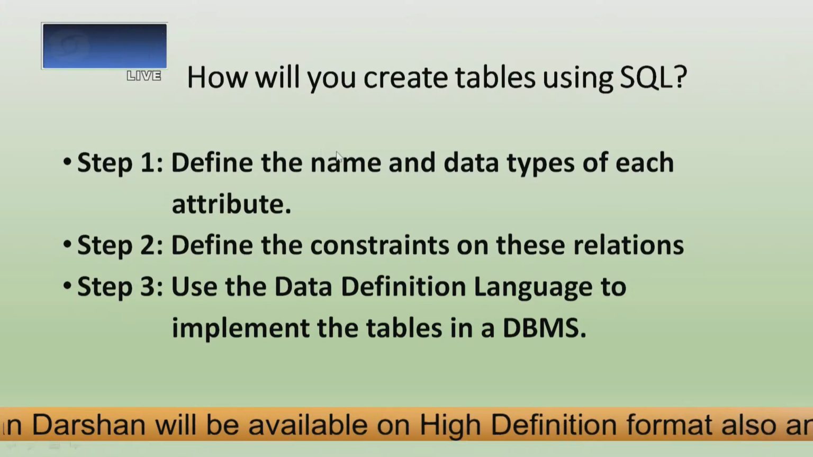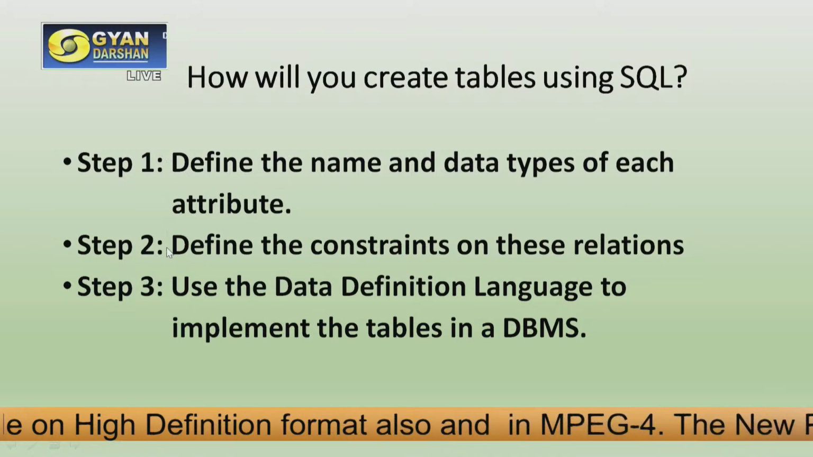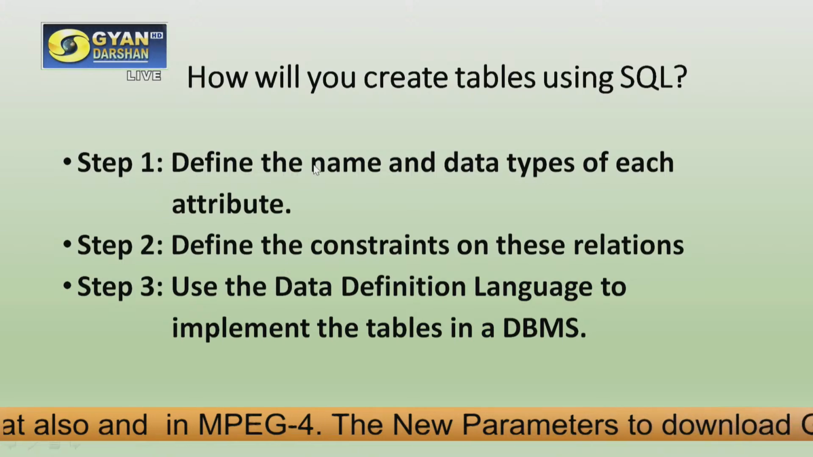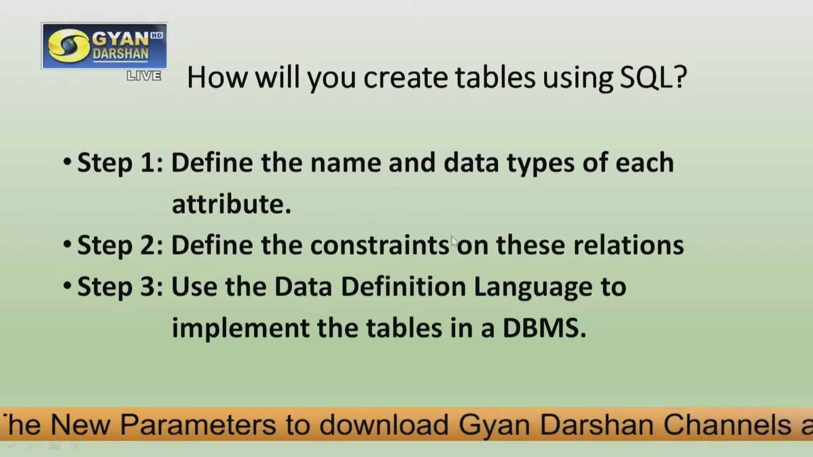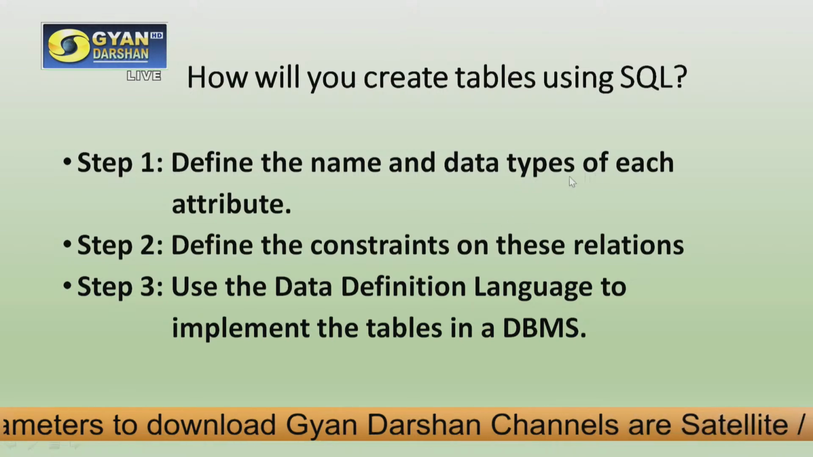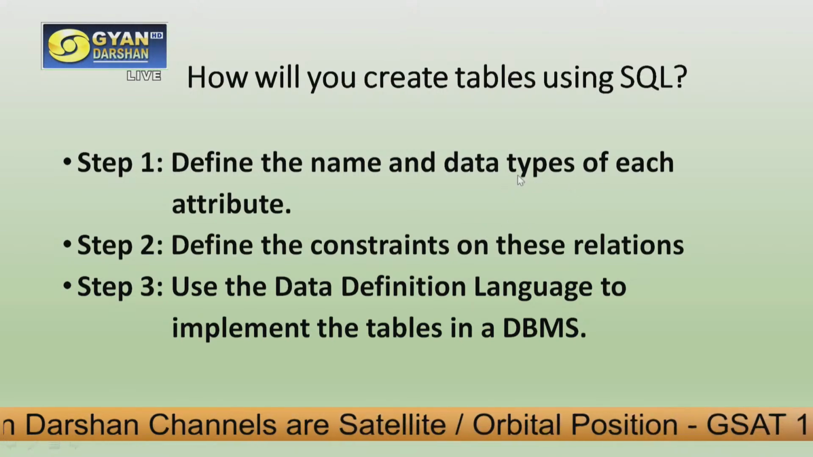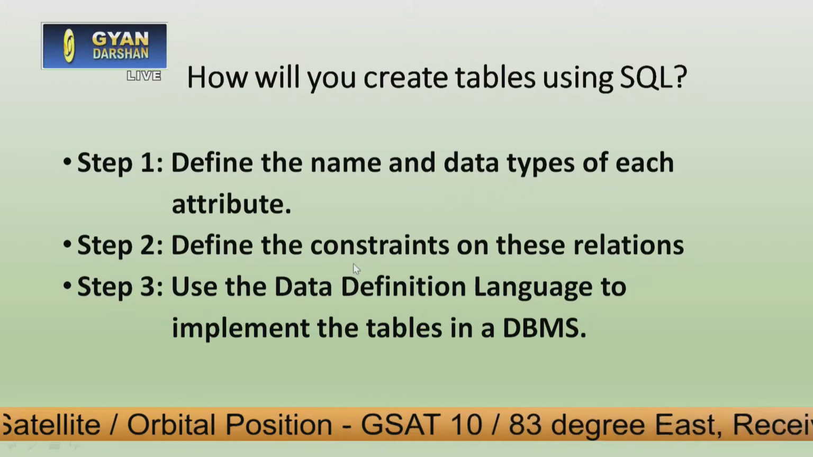So that is the main objective. Well, there are three basic steps which you really need to do. Step 1, define the name and data types of each attribute. So the name we have already stated, and the data type we have given hints, but what should be the data type as per SQL? That is what we need to discuss a little bit more.